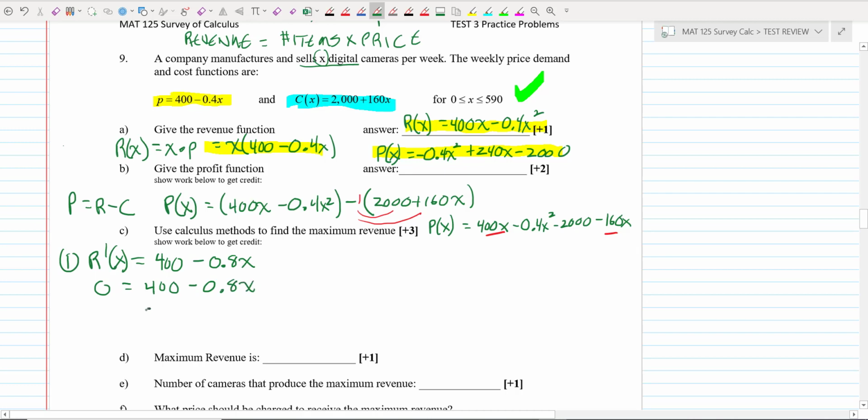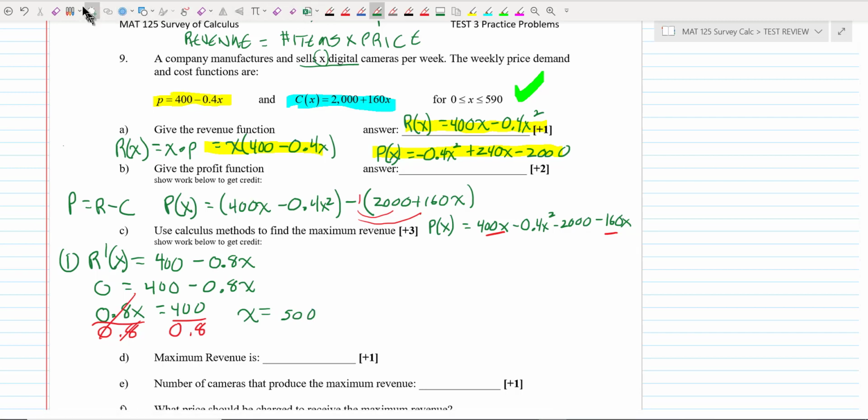This is going to find where the tangent line is horizontal. I'm going to move the 0.8x to the other side, adding 0.8x to both sides. Then I will divide both sides by 0.8, and that will solve for x and give us the critical number we're looking for. Taking 400 divided by 0.8 will give 500. So 500 is your critical number.